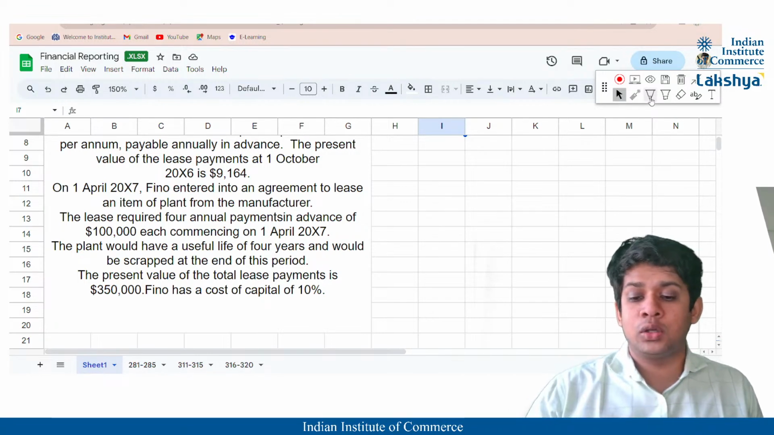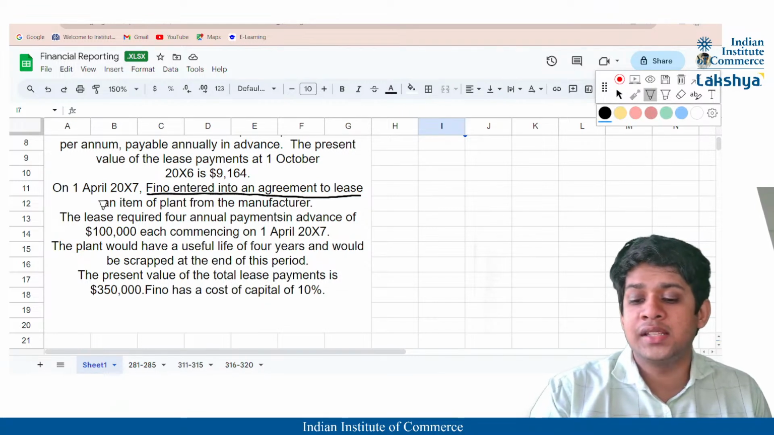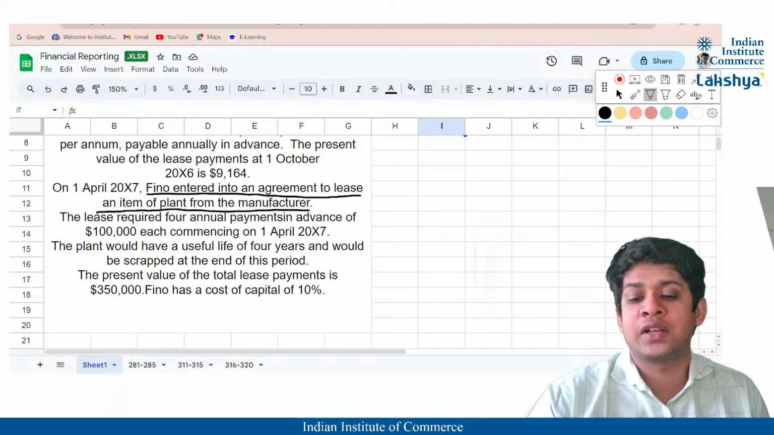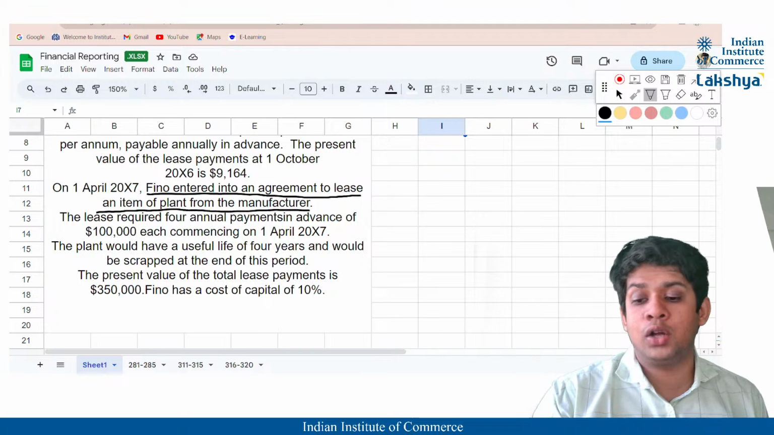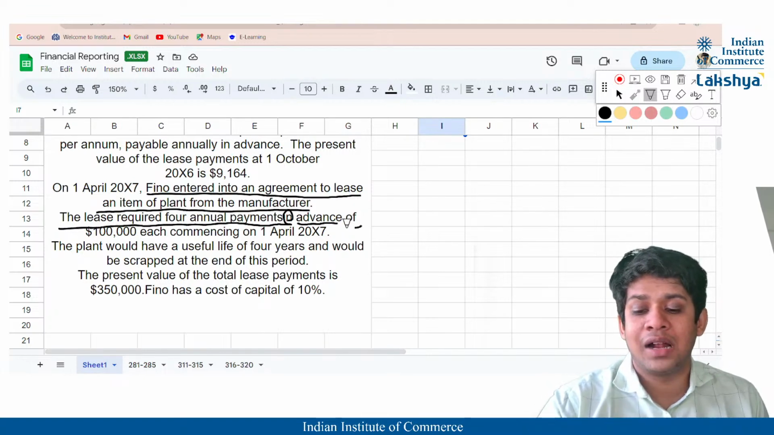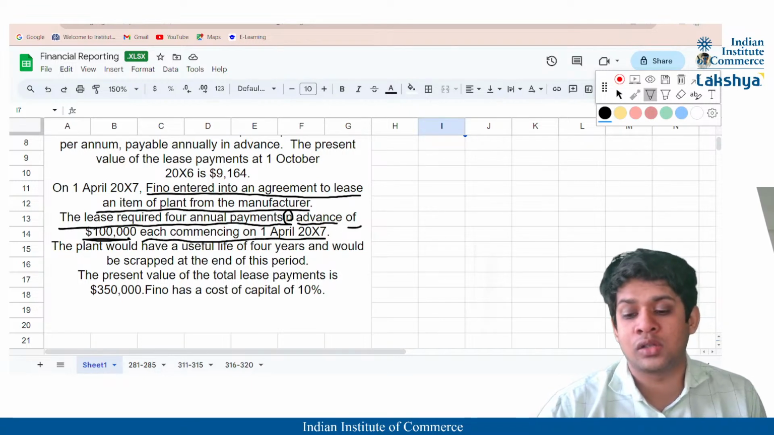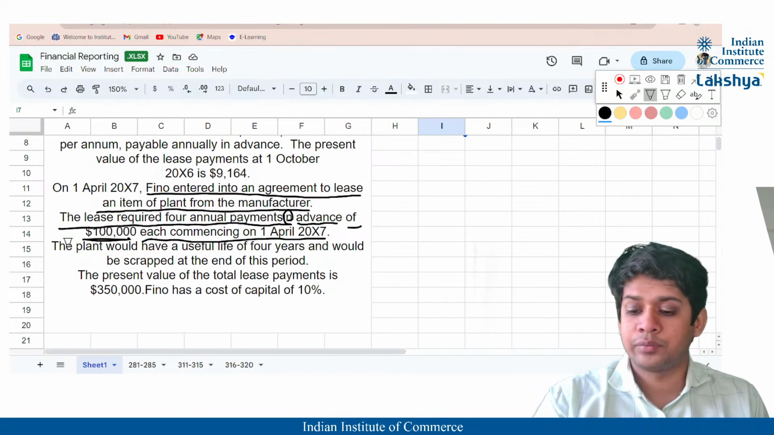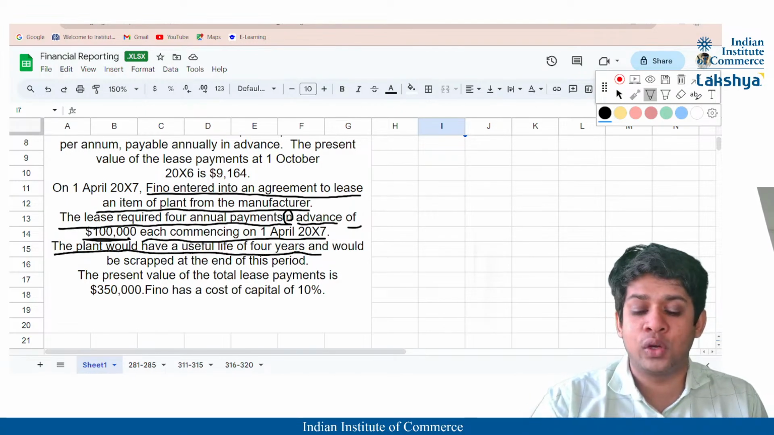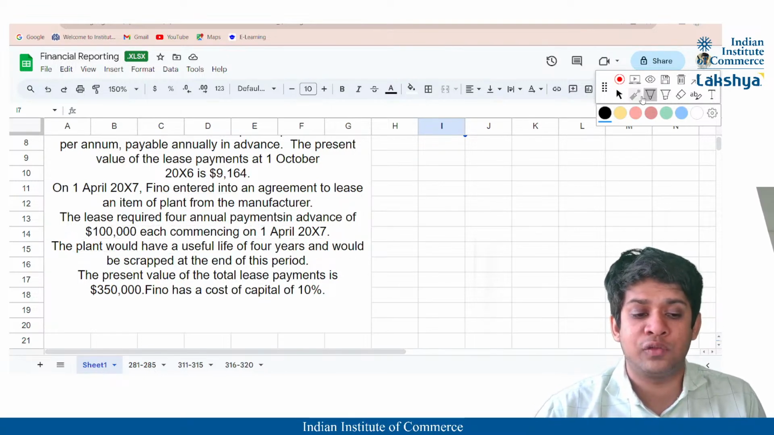So on 1st April 2017, Fino entered into a lease agreement to lease an item of plant from the manufacturer. So they have also taken one more plant on lease. The lease required 4 annual payments in advance. Okay. Annual payments are made in advance of $1 lakh each, commencing on 1st April 2017. The plant would have a useful life of 4 years and would be scrapped at the end of this period. That means the plant is actually taken for a period of 4 years. After that, the plant's useful life is done with.